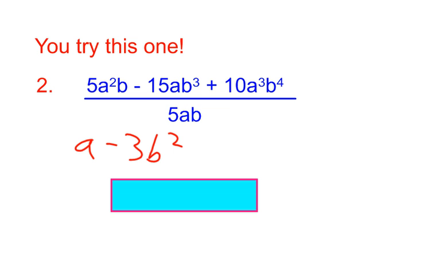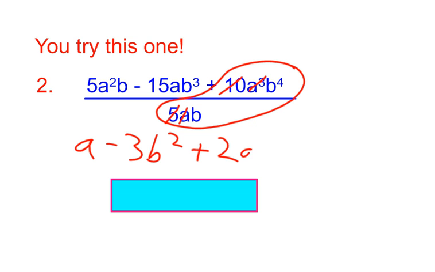And our third and final term, 10/5 is the same thing as a positive 2. A cubed divided by a is a squared. And b to the fourth divided by b to the first is b cubed. So our answer, a minus 3b squared plus 2a squared b cubed.